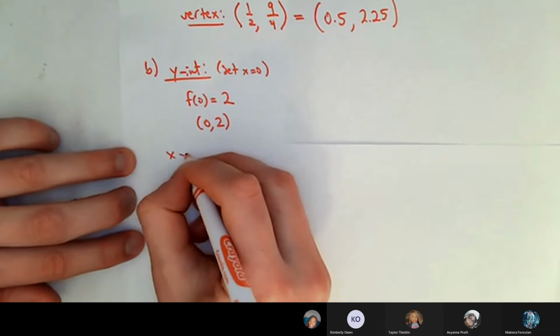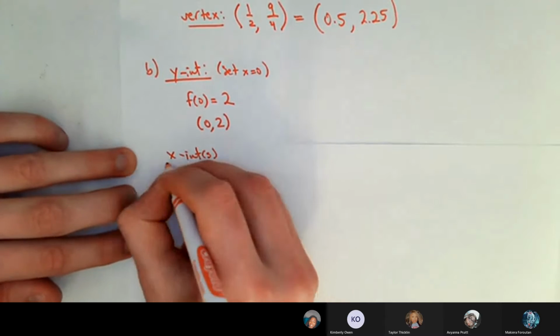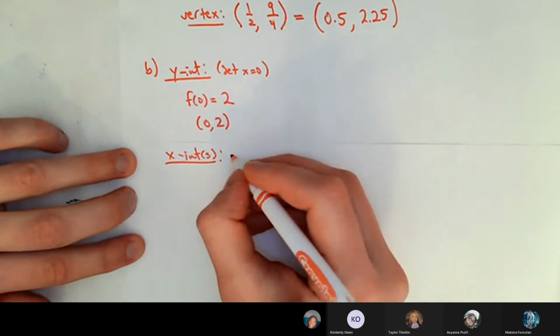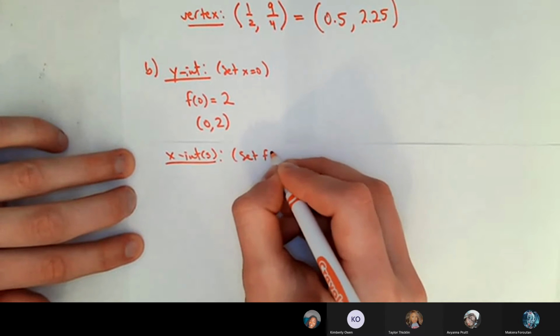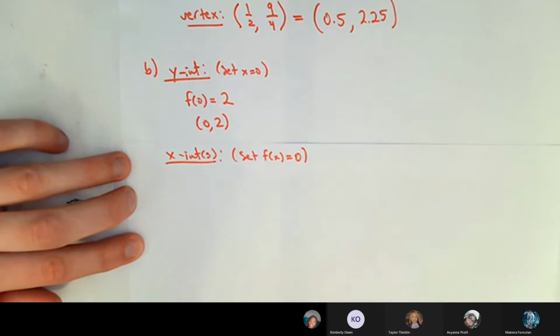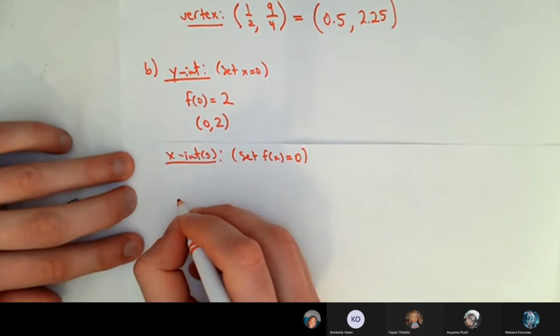My x-intercepts. Now, last time I didn't have any. Will I have any this time? Let's see. I'm going to set f of x equal to 0 and solve for x.